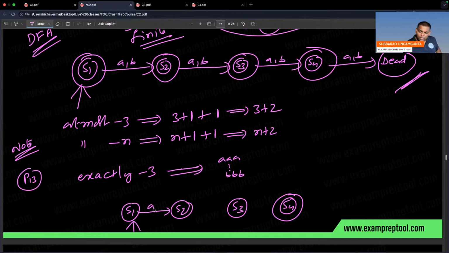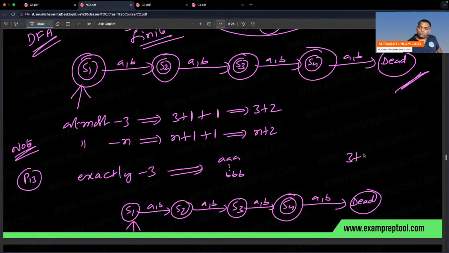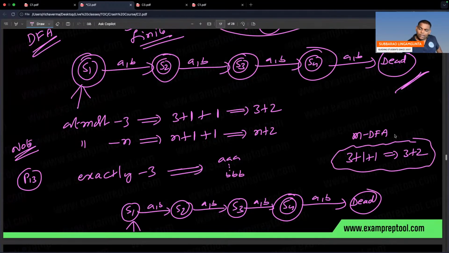First one may be A or B, second one may be A or B, third one may be A or B, right? More than 3, dead state compulsory, because it is a finite language. So 3 plus 1 states required, plus 1 for the dead state, total 3 plus 2. In a minimum DFA, if it is n or fewer, the dead state you can ignore. Suppose exactly n length: n plus 1, plus 1 for the dead state, n plus 2.